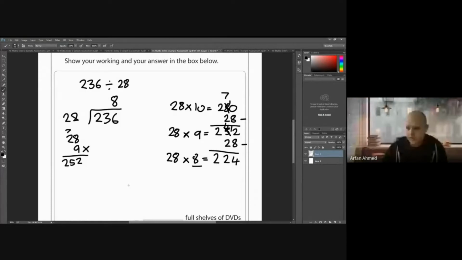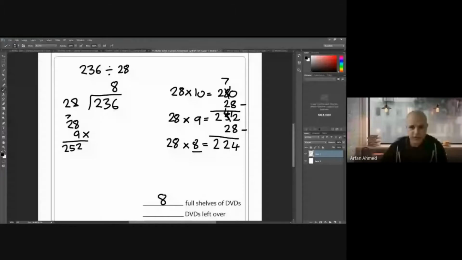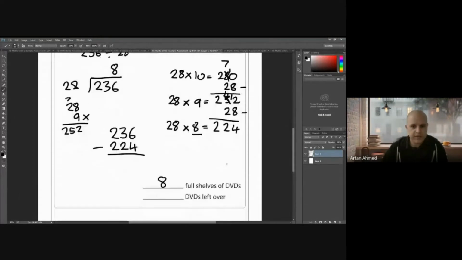That's your first answer. We've got 8 full shells. But it's not exactly 8 full shells. We've got a little bit left over. So it's the difference between 236 and 224. Let's work out what we got left over. This will tell us how many DVDs we'll have left over. 6 take away 4 is 2. 3 take away 2 is 1. 2 take away 2 is 0. So you're left with 12 DVDs left over. That's your 2 answers.